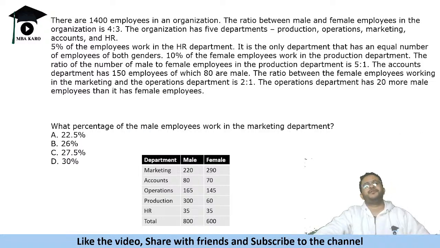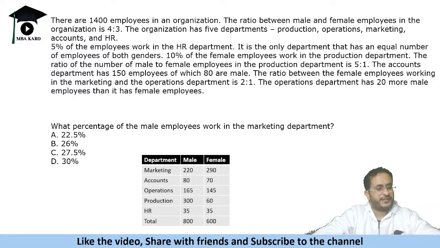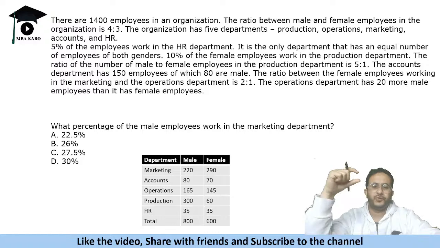What percentage of the male employees work in the marketing department? Now in caselets, the thing is, if you have created the table, you can answer the rest of the questions. So just ensure that you look at the caselet.